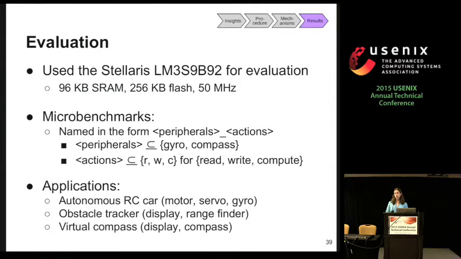For the evaluation, we used the Solaris LM3S9B892, which has 96 kilobytes of SRAM, of which we carved off a 64 kilobyte heap for the standard Python heap. And we used a series of micro benchmarks, which used two peripherals, a gyroscope and compass, and performed a combination of reads, writes, and computation in a loop. We also evaluated Phoenix on 3 different realistic applications, which used a wider range of peripherals, varying from stateless to historical, and which also are representative of 3 different peripheral access patterns.